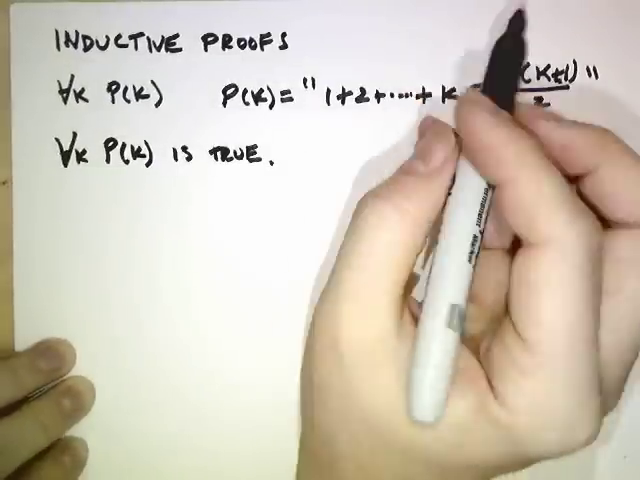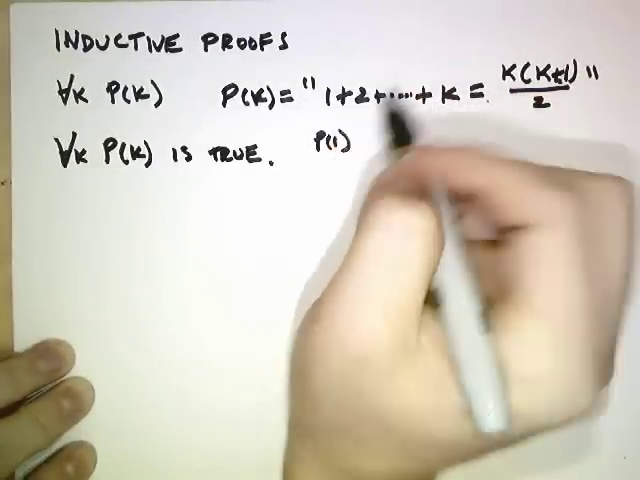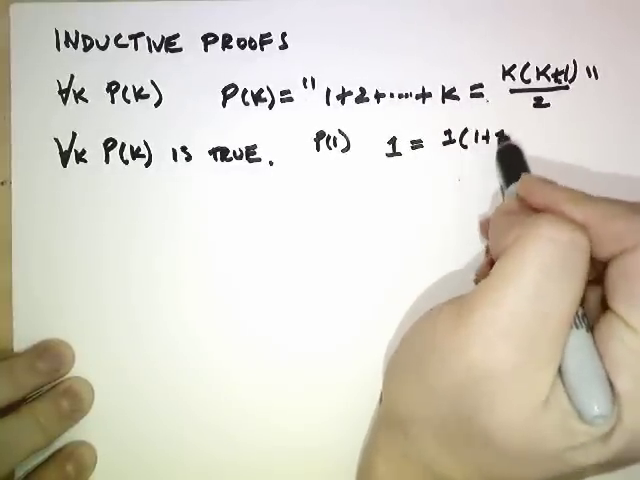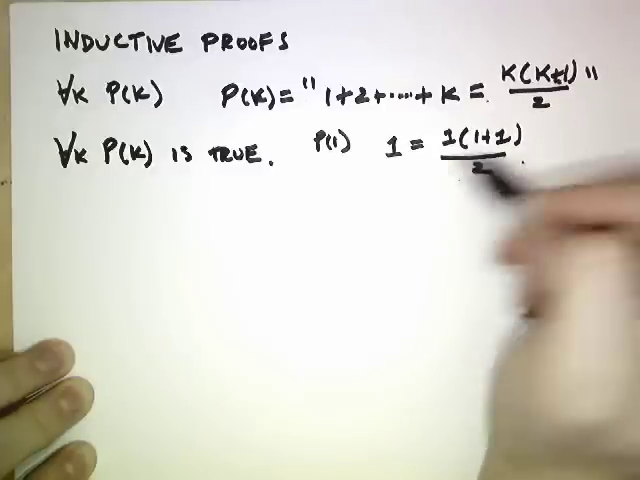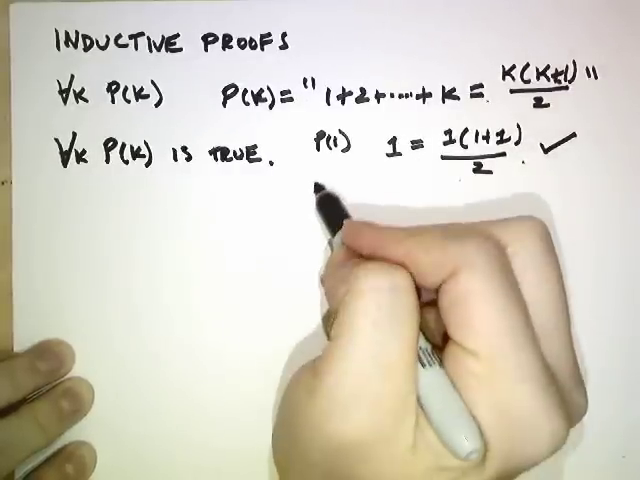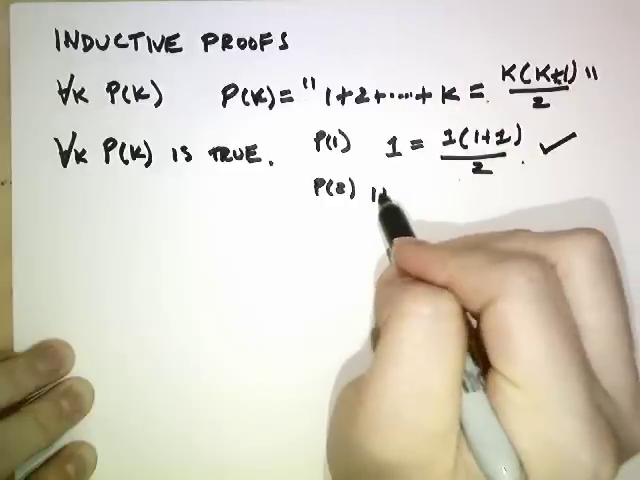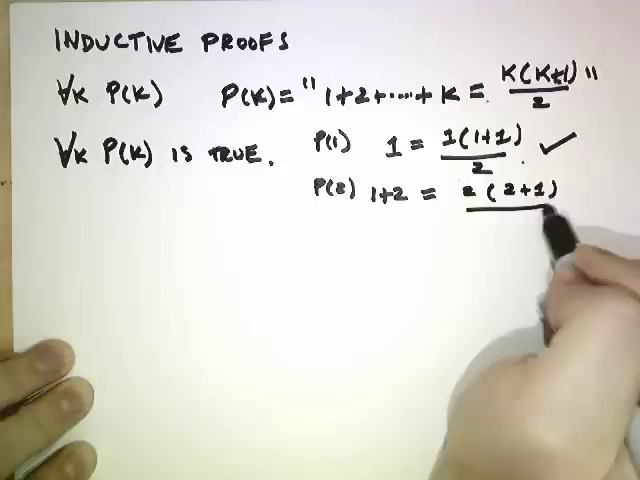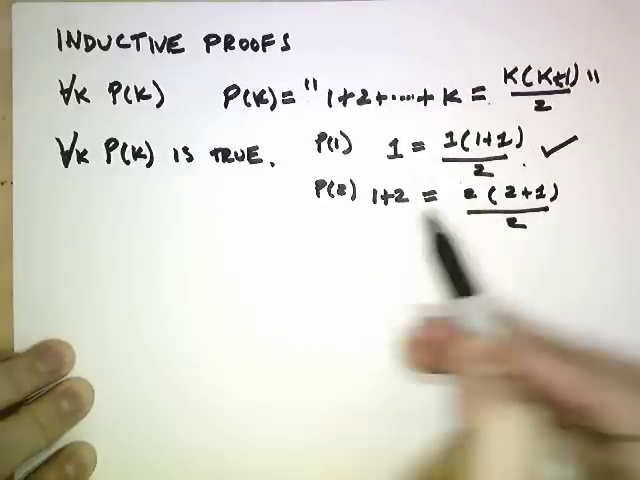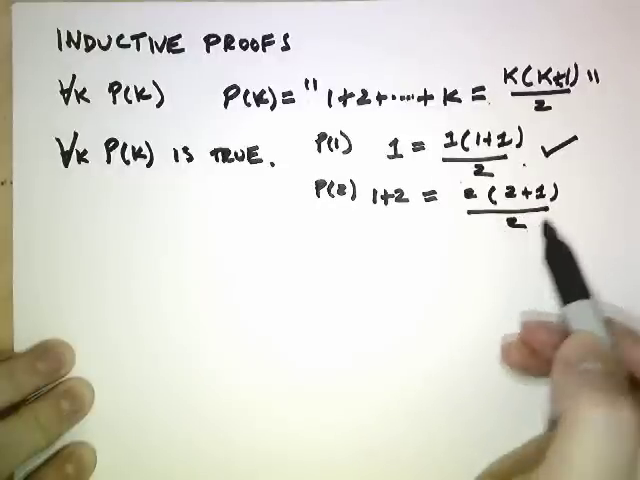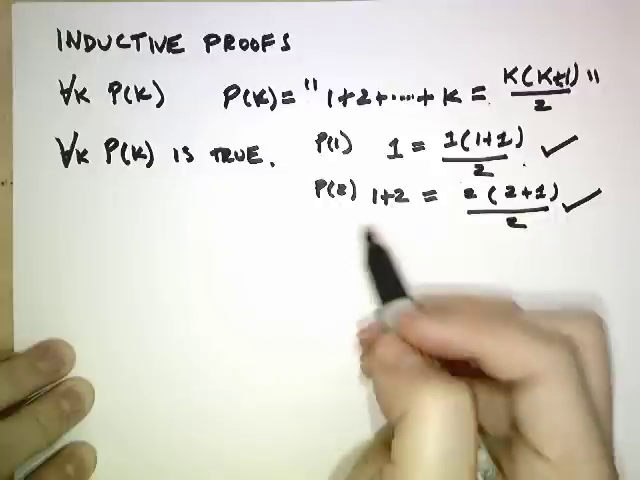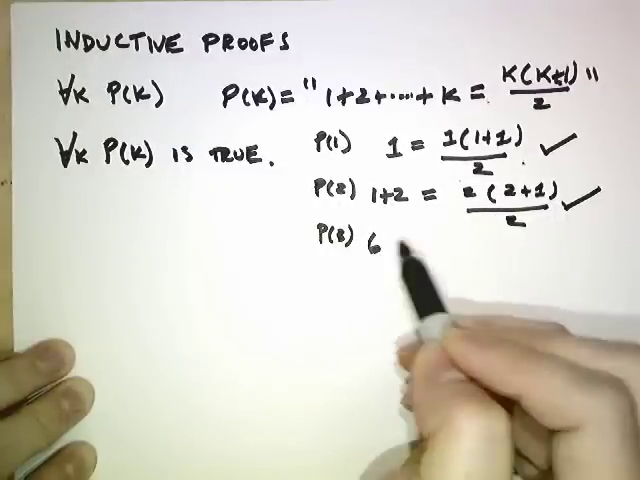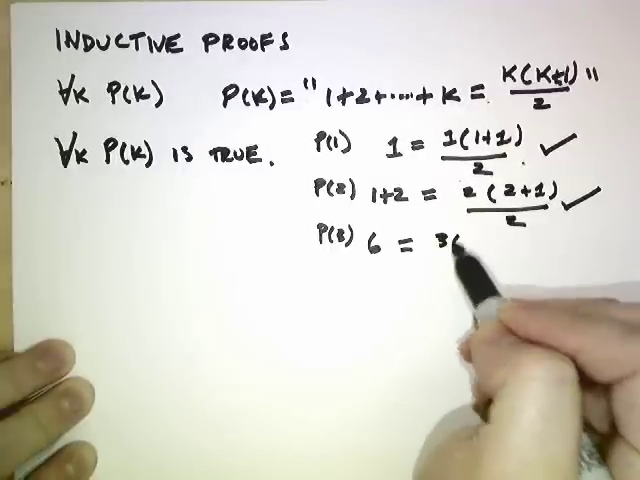One way to go about this would be to first look at P of 1. Is it the case that 1 equals 1 times 1 plus 1 over 2? Yes. How about P of 2? Is it the case that 1 plus 2 equals 2 times 2 plus 1 over 2? Well, this is 3, and 2 times 3 is 6, divided by 2 is 3. This checks out. We could even do P of 3. That's 1 plus 2 plus 3, which is 6. Does that equal 3 times 4 over 2?